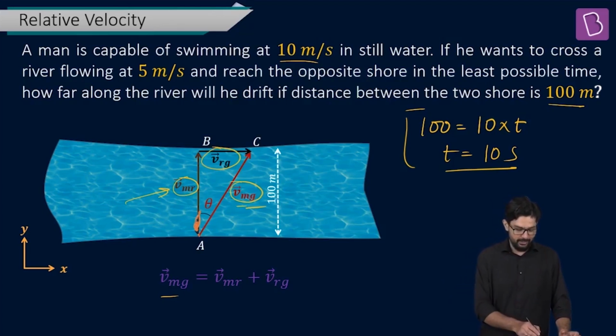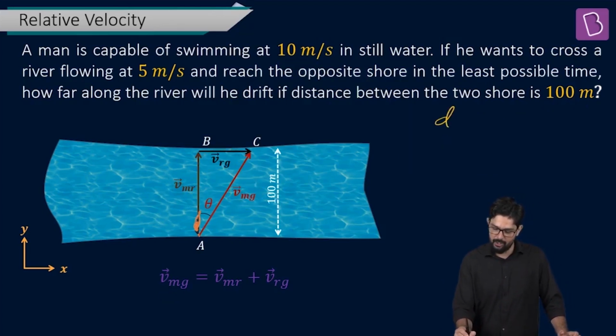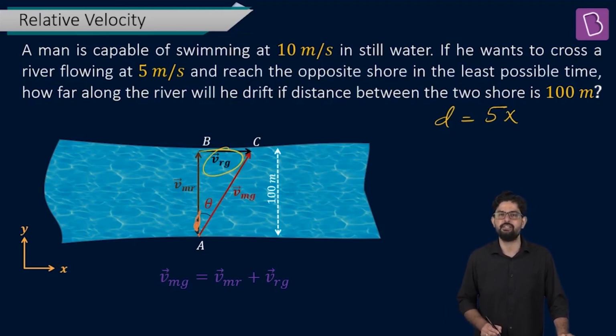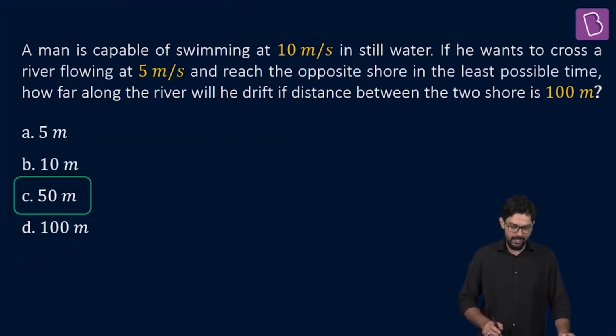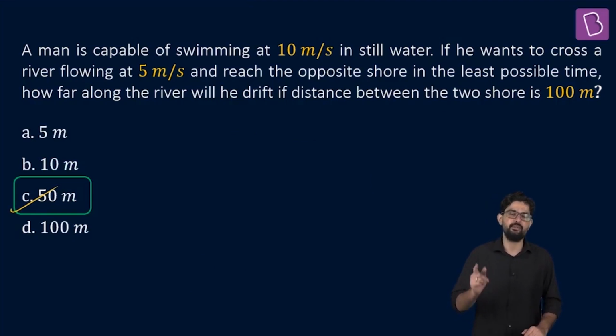So to find out the drift in this case, you only have to apply one simple formula, which is drift is equal to, and we are observing the person from the ground now. So the drift will be equal to the velocity of the river with respect to the ground, which is 5 meter per second into the time taken for this person to cross the river, which we just found out to be 10 seconds. And 50 meter is the drift of this person, which means the distance BC is 50 meter. And that is going to be your final answer. Therefore, option C will be right.